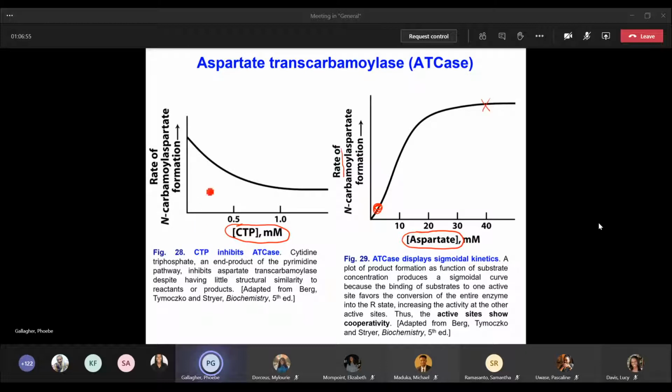So this is the negative inhibitor. When you have a low concentration of the negative inhibitor, the rate is going to be faster because there's not going to be a whole lot of inhibition. So your enzymes will be more efficient and the rate will be faster. When you increase the concentration of CTP, the inhibitor, you're going to see that the rate will steadily decline because now you're inhibiting more of the enzyme and you're decreasing its efficiency and ultimately decreasing the rate.